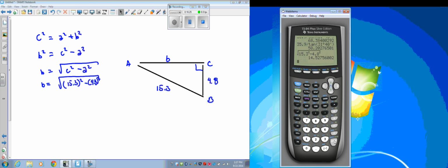Enter. Now there's two significant digits is the best I can do because this one is 2, that one's 3, right? So all I can do is 15, correct? B equals 15. And it's not meters.